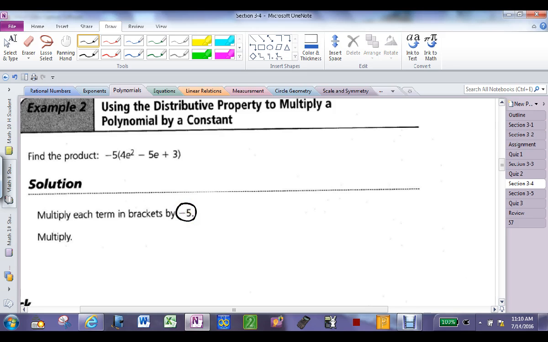Now, here's what I'm going to suggest. Most of you won't do it, and then I'm going to make another list of people that can't multiply either because they didn't pay attention to how to do this. Step 1, always rewrite the problem. Just do that. It takes 2 seconds. Negative 5, 4e squared minus 5e plus 3.